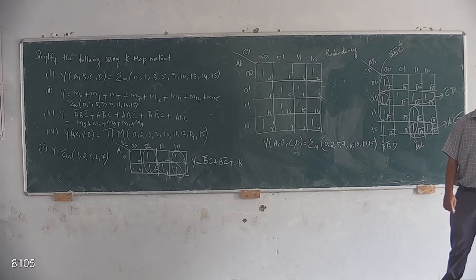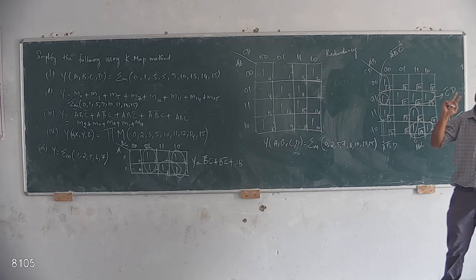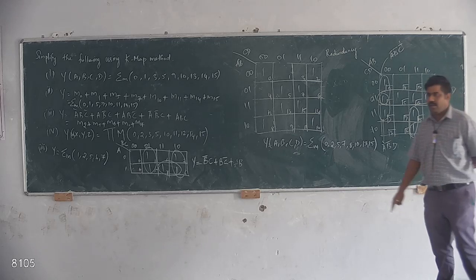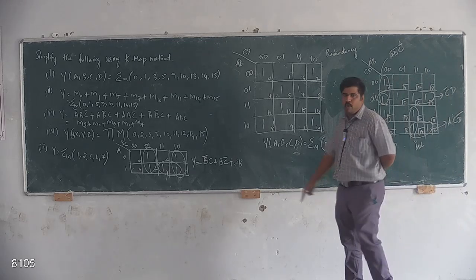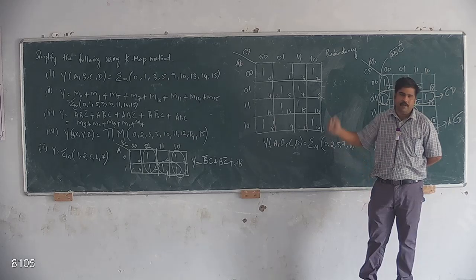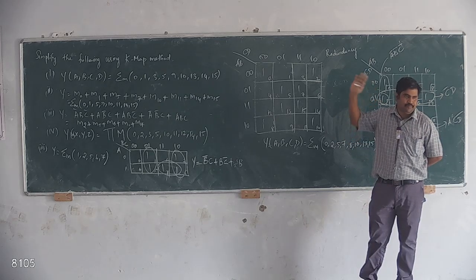So what are the possible combinations? Octet is not possible, so an 8 cell combination is not possible. There are 2 quads in that. Quad or pair? Actually there are 2 quads here. Listen carefully, this is somewhat tricky.